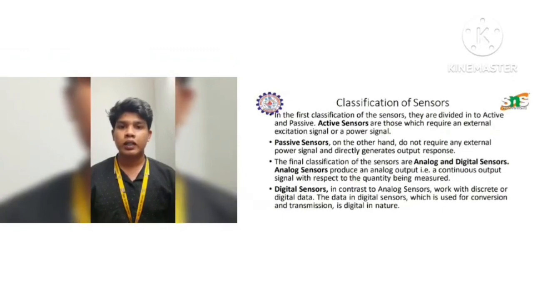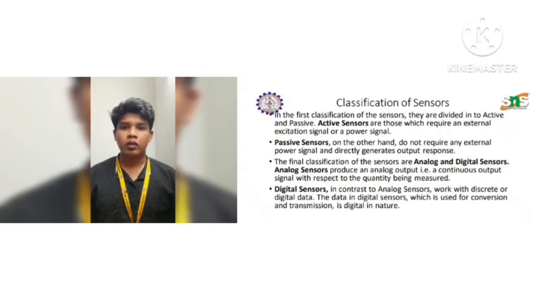Classification of sensors. In the first classification, sensors are divided into active and passive. Active sensors are those which require an external excitation signal or power signal. Passive sensors, on the other hand, do not require any external power signal and directly generate an output response.